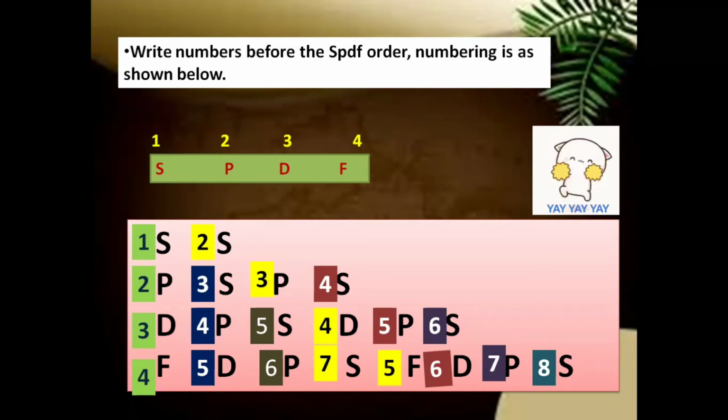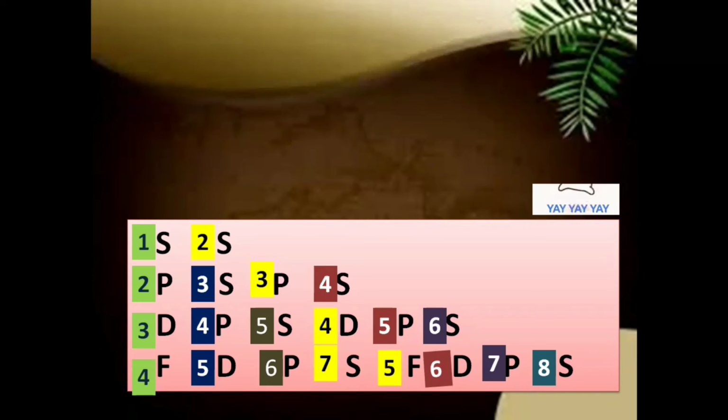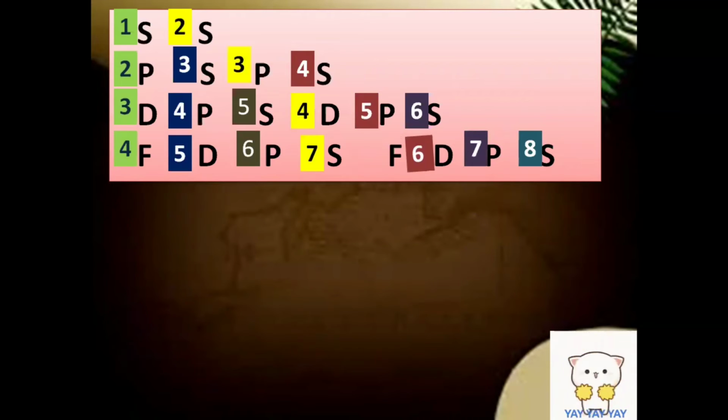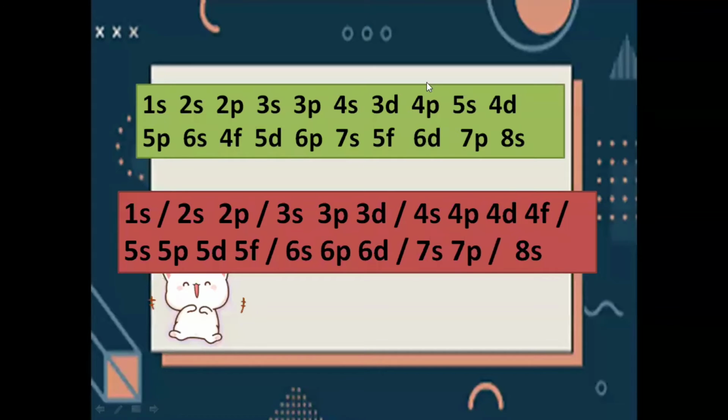This is the electronic configuration. Now I will show you that I have arranged the electrons shell-wise. 1s is the first shell, 2s 2p is the second shell, 3s 3p 3d is the third shell, and 4s 4p 4d 4f is the fourth shell.